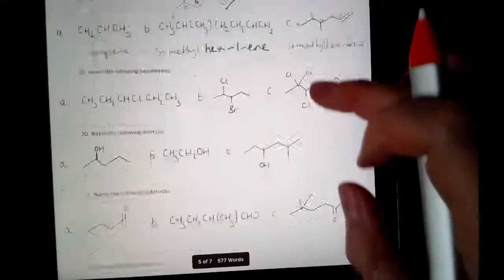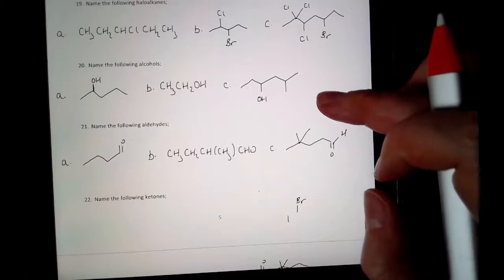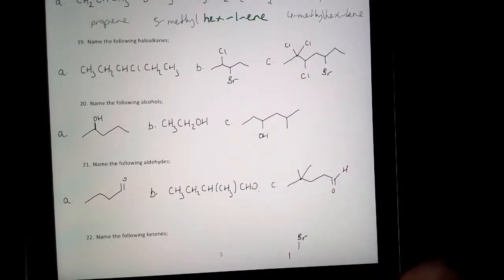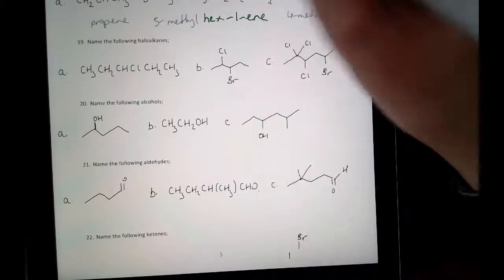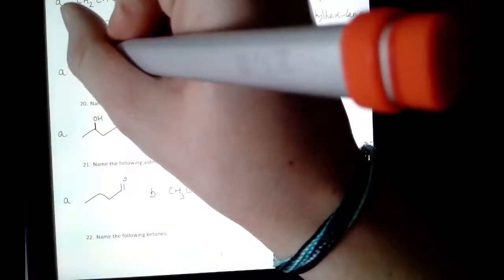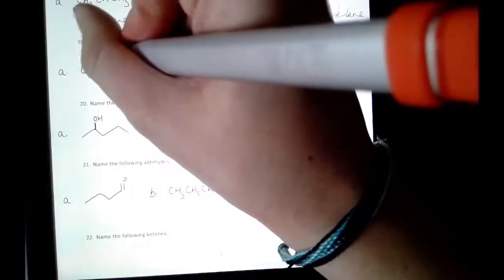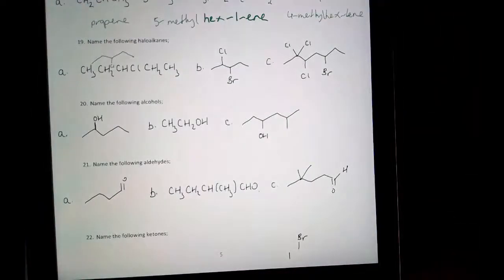Next up, I have got haloalkanes. Name the following haloalkanes. So it's a haloalkane if you've got some sort of halogen there. Again, I'm just going to draw this out for myself, as I always do. I've got a CH3 bonded to a CH2, bonded to a CH, which has a Cl on it, bonded to a CH2, bonded to a CH3. So that's what it's going to look like, okay?